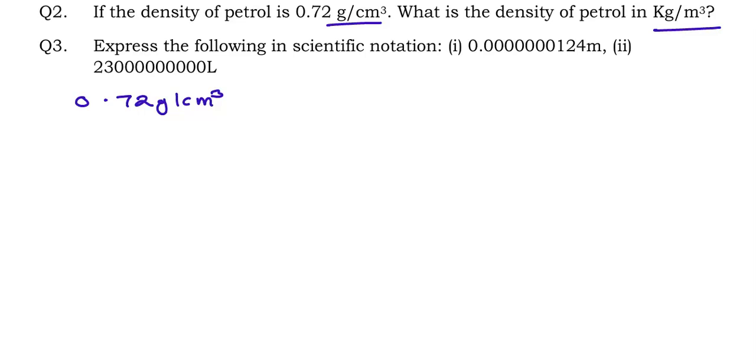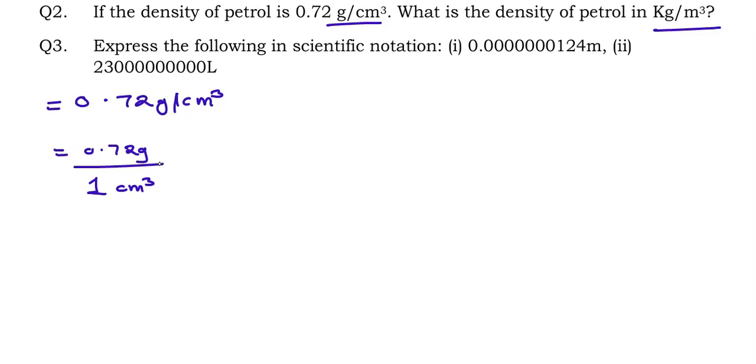First, this can be written as 0.72 grams over, since we have here cubic centimeters, we are going to write the same as 1 cubic centimeters because we haven't changed anything. This is what it means. So what we are going to do is convert 0.72 grams to kilograms.